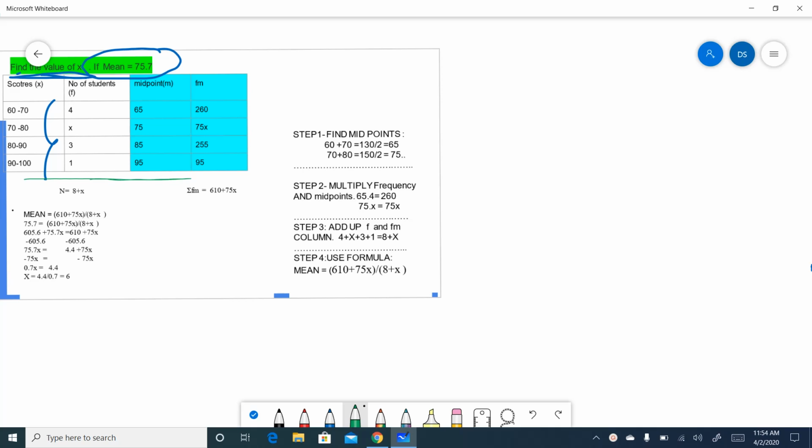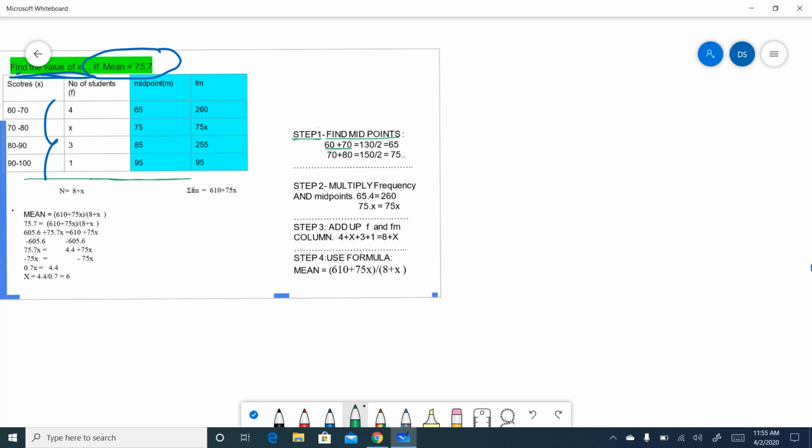And first, our first step here is to find the midpoint. Midpoint means the middle number. Think about it, what is the midpoint of 100 and 0? It is 50, the middle number. So how can we find the middle number of 60 and 70?